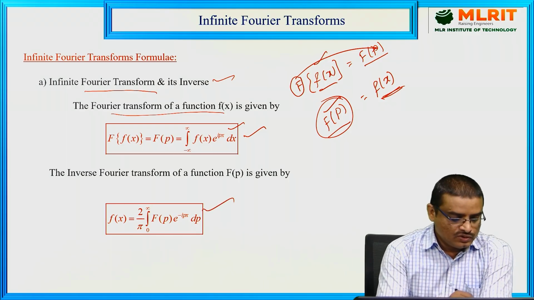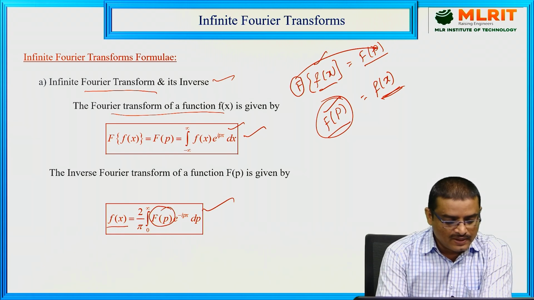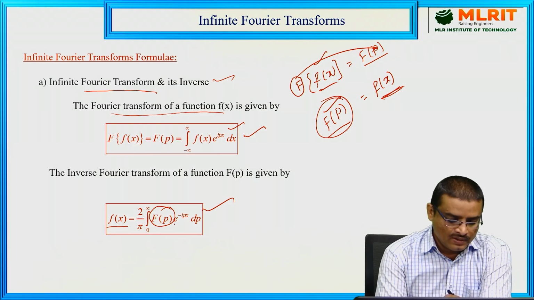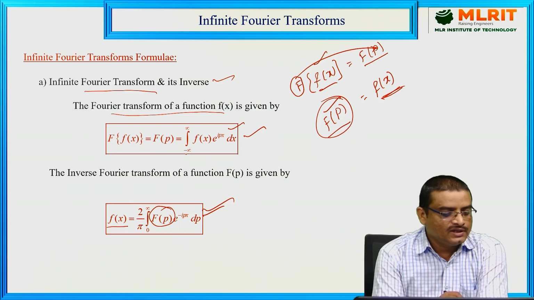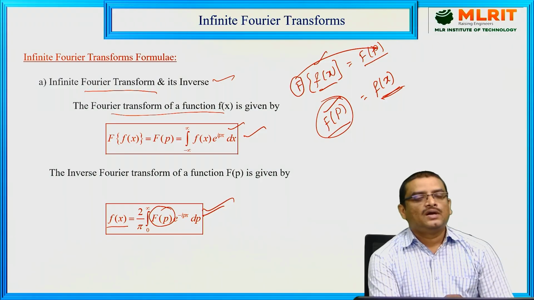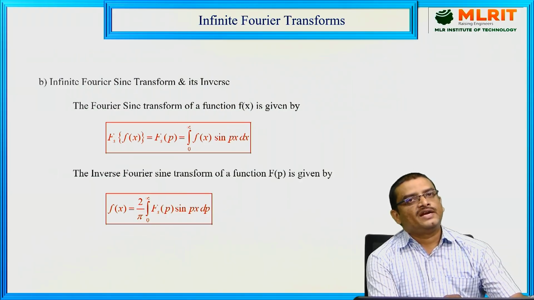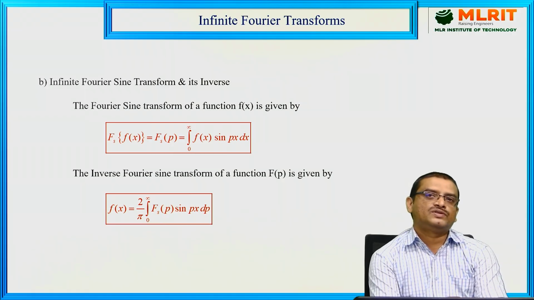Okay, so that formula is given by f of x is equal to 2 by pi integral 0 to infinity f of p, that will be given in the problem, and e power minus ipx into dp. So these are the Fourier transform and its inverse Fourier transform formulas. And similarly, along with this Fourier transform, you are having Fourier sine transform and Fourier cosine transform also.